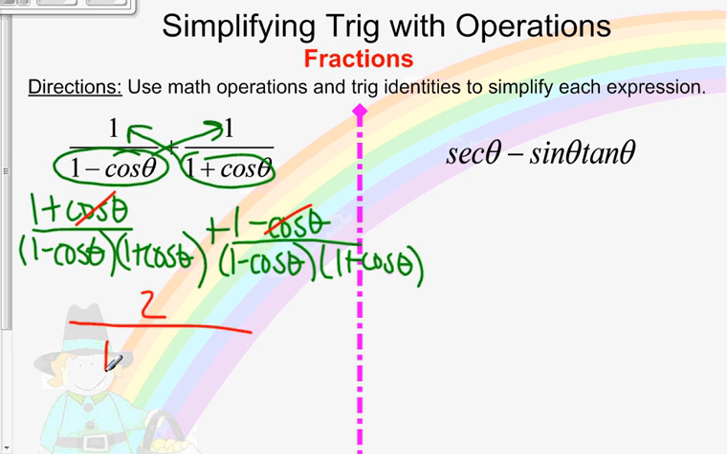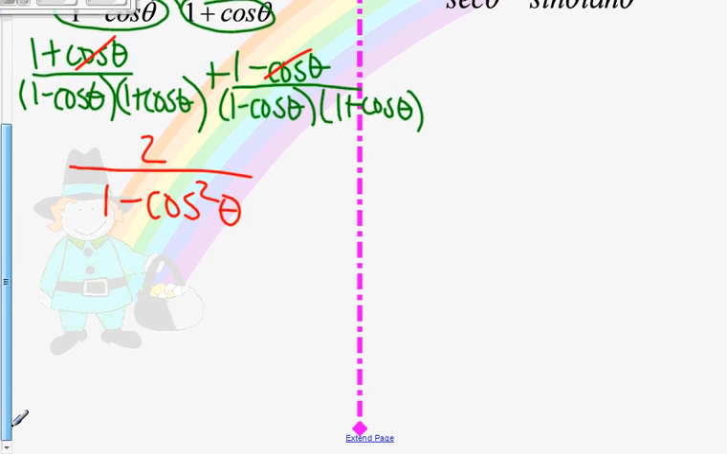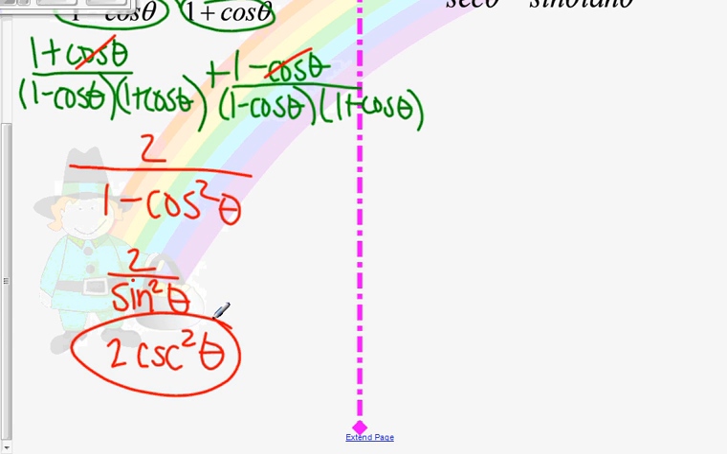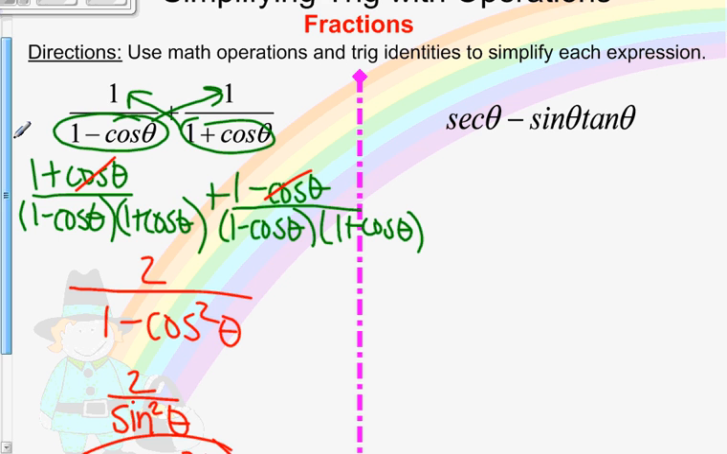So on the bottom, I would have 1 minus cosine squared theta. And 1 minus cosine squared theta is a Pythagorean identity, so it's going to become sine squared theta. And we don't like to leave fractions, so the reciprocal of sine is going to be cosecant. So it's 2 cosecant squared theta is what we simplify down to. Again, you just have to take your time on these. Don't try to rush. Go one at a time.